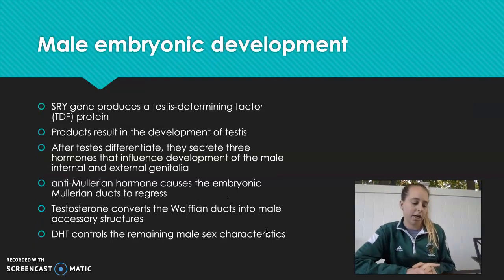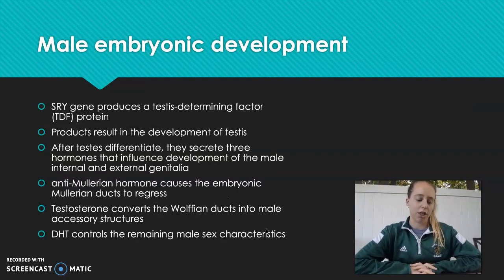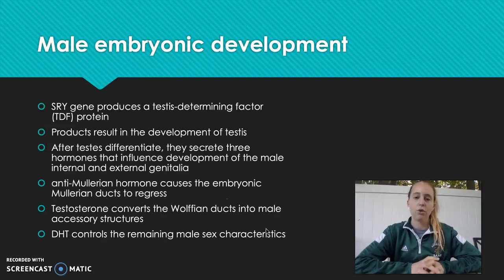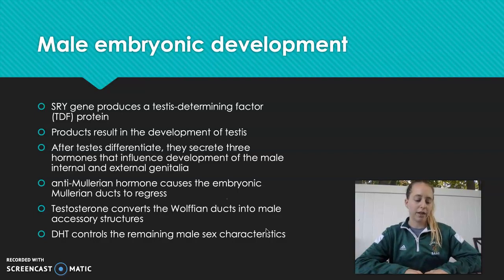In male embryonic development, the SRY gene produces a testis-determining factor protein, or TDF protein. This protein can bind to DNA and activate other genes whose products will direct the development of the testes. After the testes develop, they will secrete 3 hormones that influence the development of the male internal and external genitalia.